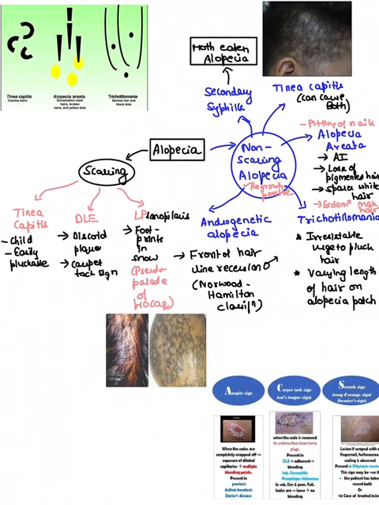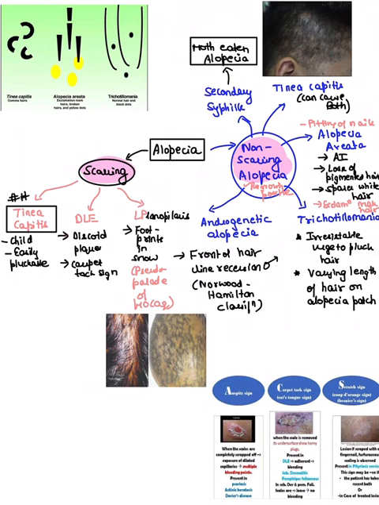Now coming on to alopecia. You have two types of alopecia: one is scarring alopecia, one is non-scarring alopecia. In case of non-scarring alopecia, prognosis is better because hair regrowth is better. First, we'll talk about scarring alopecia. See, tinea capitis can fit anywhere into scarring and non-scarring.